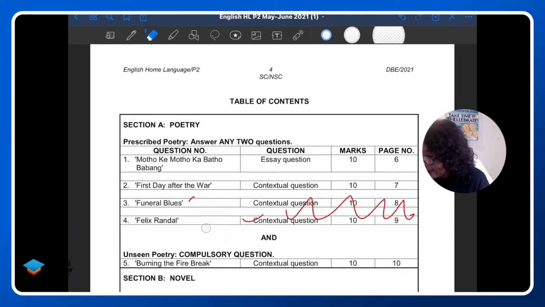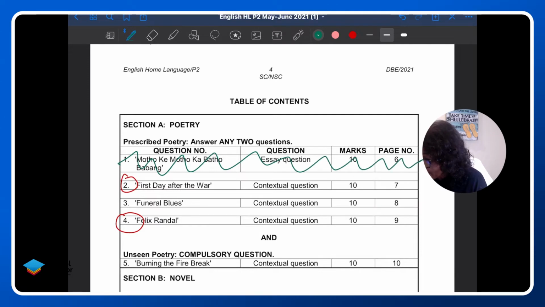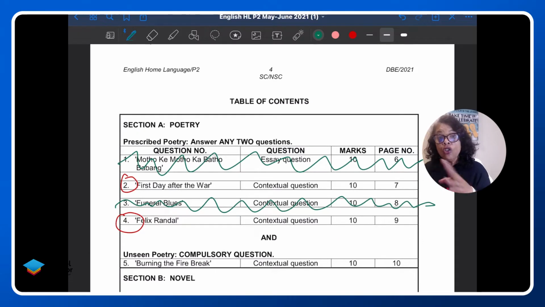Right? Let's say again, you may decide, no, I know this poem better, First Day After War, which is question 2. And I like the questions on Felix Randall, the other poem that I studied. So I want to do questions 2 and 4, which means that I am going to not even look at questions 1 and 3. Okay, so you make your selection. You must just, at the end of the day, have 2 questions that you have answered on the prescribed poems that you have studied. So there are your 2 questions.